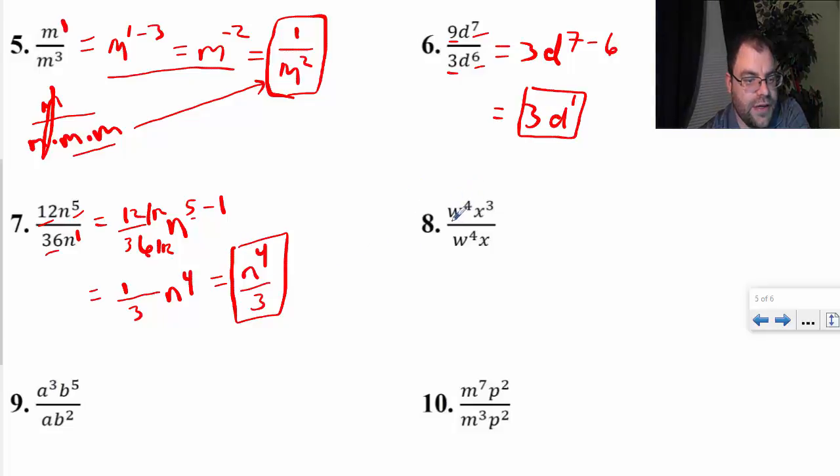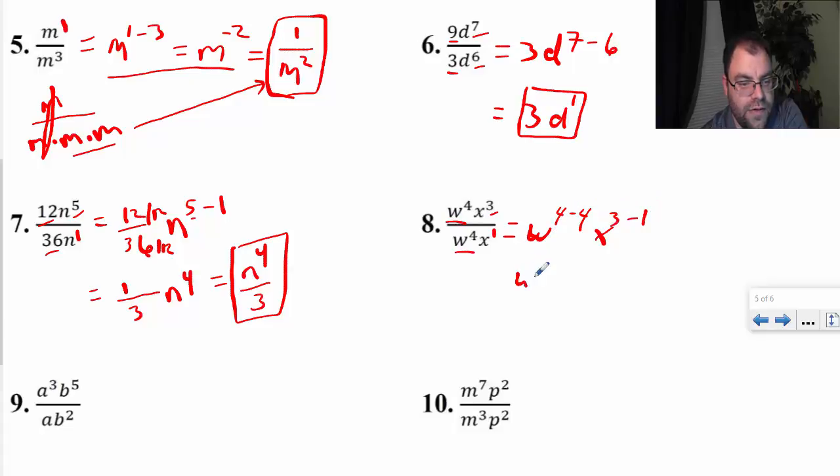Alright, as you can see on this question, we have the same thing on top and the same thing on bottom. So if I say 4 minus 4, we're going to have w to the power of 4 minus 4. Let's write it all out step by step so you can see everything. To the power of 4 minus 4. And then we got x's, and this will be what? 3 minus 1. So 3 minus 1.